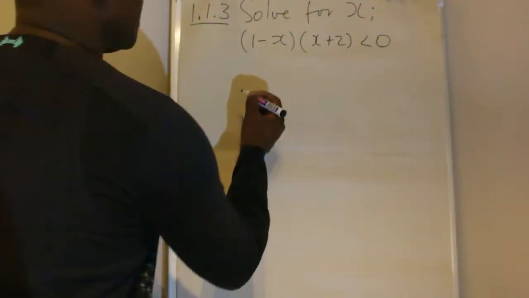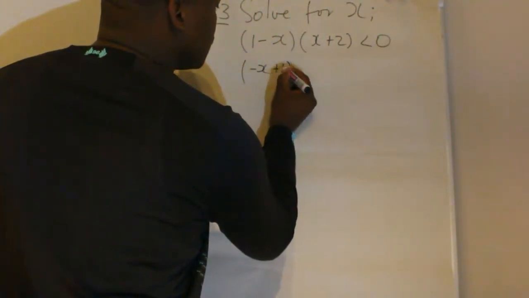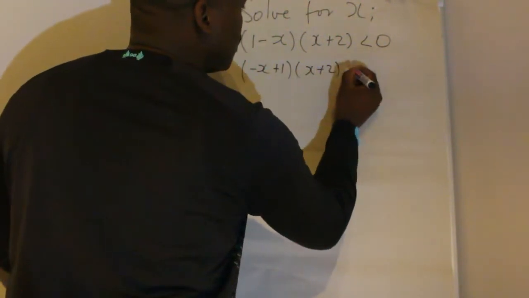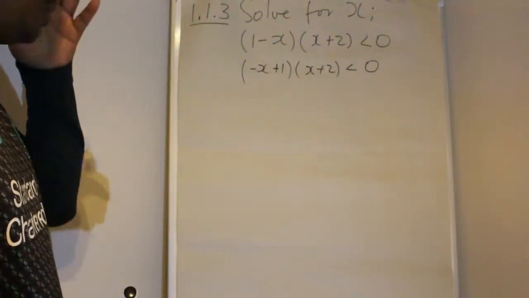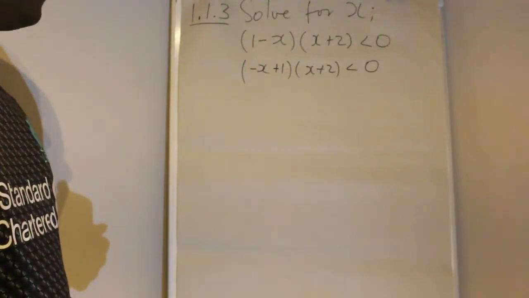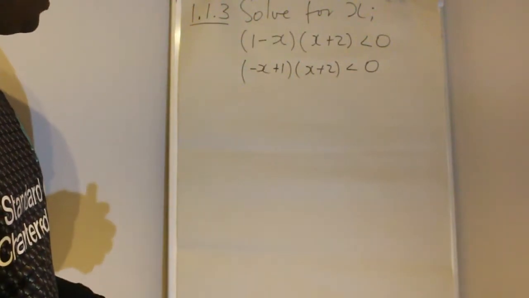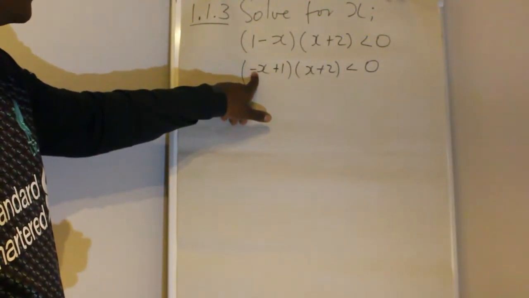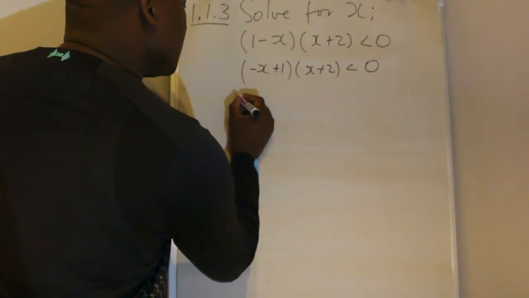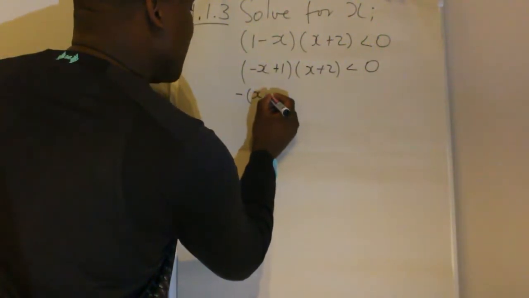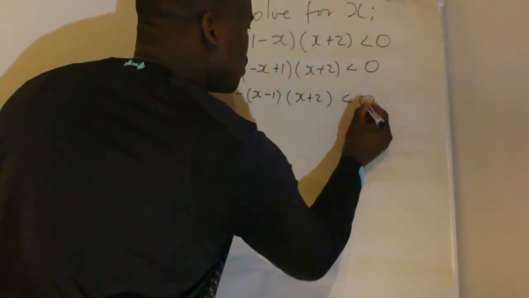So to do this, you just take the negative x, put it in front, plus 1, times x plus 2, less than 0. This is exactly the same equation that you see here. One would want to go further and make it look more familiar by taking this negative sign as a common factor and taking it out. Here you have negative, then you are left with x minus 1 times x plus 2, less than 0.